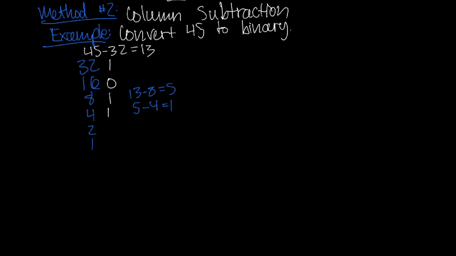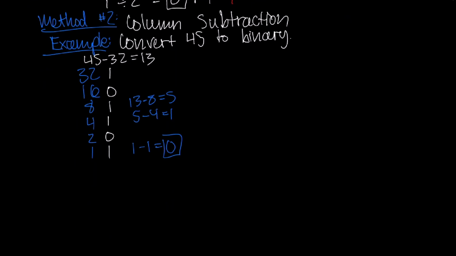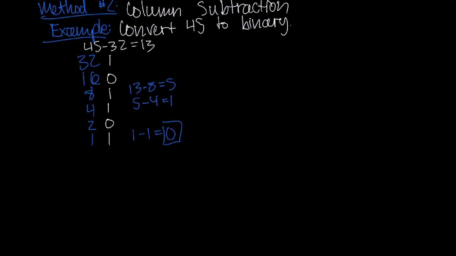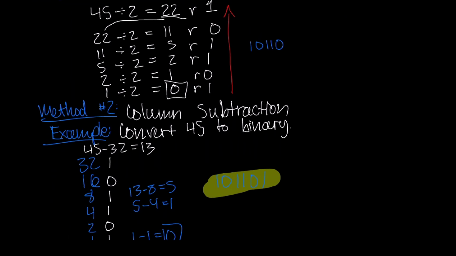Our new number now is 1. So we go 1. Does 2 fit? No. Does 1 fit? Yes. And then our new number is 1 minus 1, which is 0. So we know that we're done. And now to get our answer, we look at all the columns that have a 1 in it. And so we have 1, 0, 1, 1, 0, 1. As you can see, we have the same answer.